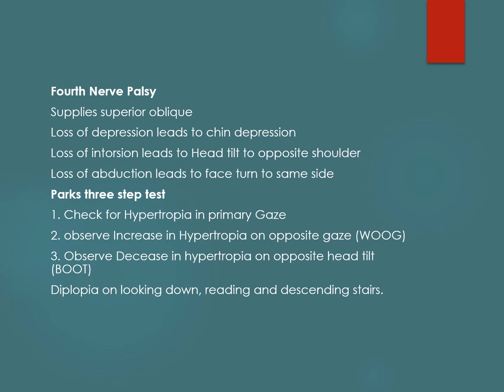Fourth nerve palsy. It supplies the superior oblique, and superior oblique has three functions: depression, intorsion, and abduction. It is the most difficult nerve palsy to diagnose out of the three, as the signs are subtle.